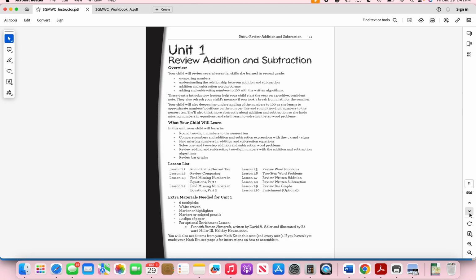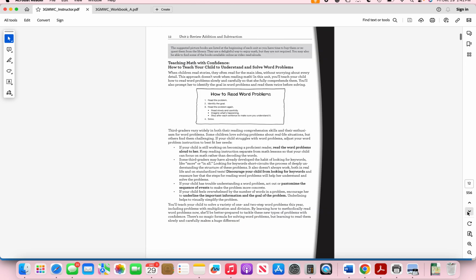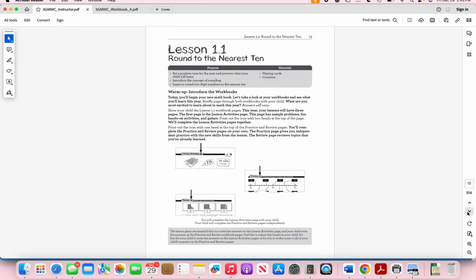And then it gets into unit one and gives you an overview, what your child will learn, a lesson list, extra materials needed. It includes the picture book if you are going to utilize that, how to teach it, and then it goes to the lesson. So this is lesson 1.1, so that'd be unit one, lesson one, round to the nearest 10. Gives you a purpose and your materials at the top. Always has a warm-up.